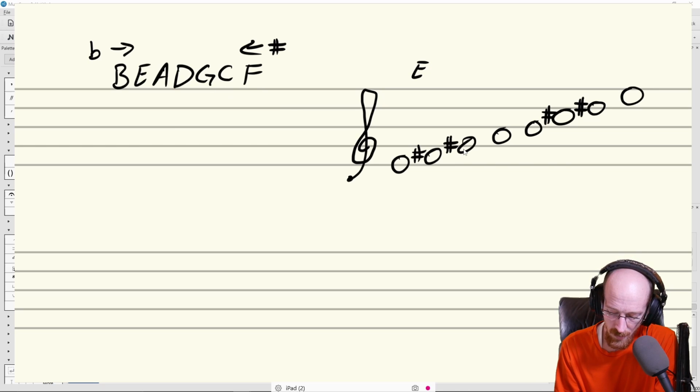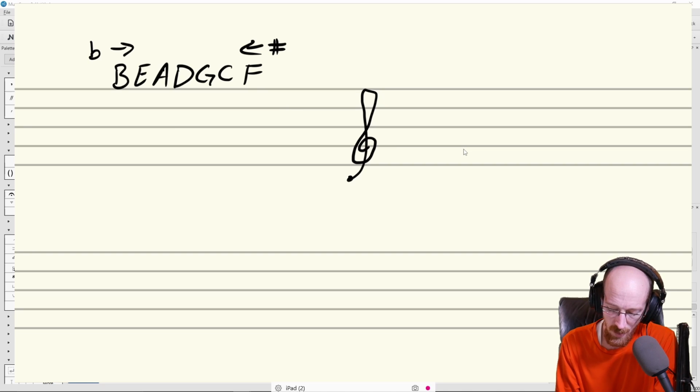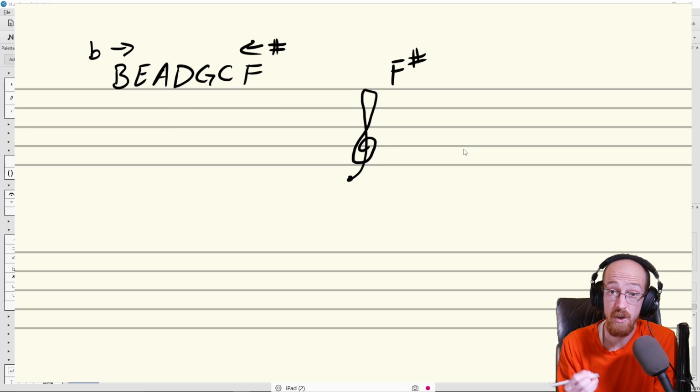Now let's say I give you a much harder one. Some of these scales you won't really see because they're kind of ridiculous. But let's do one you might see. Let's do F sharp major. So F sharp major is a bit different. We have to head in the sharp direction because we are told it's a sharp scale. So that means we have to go off the edge in order to get a sharp added to the name.